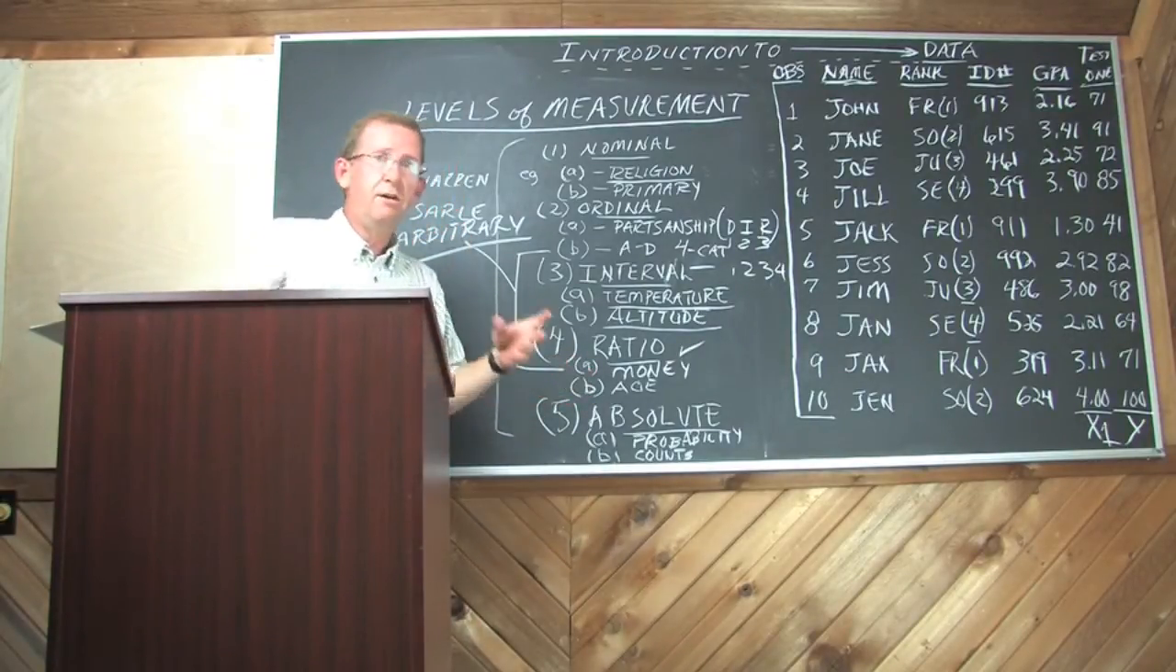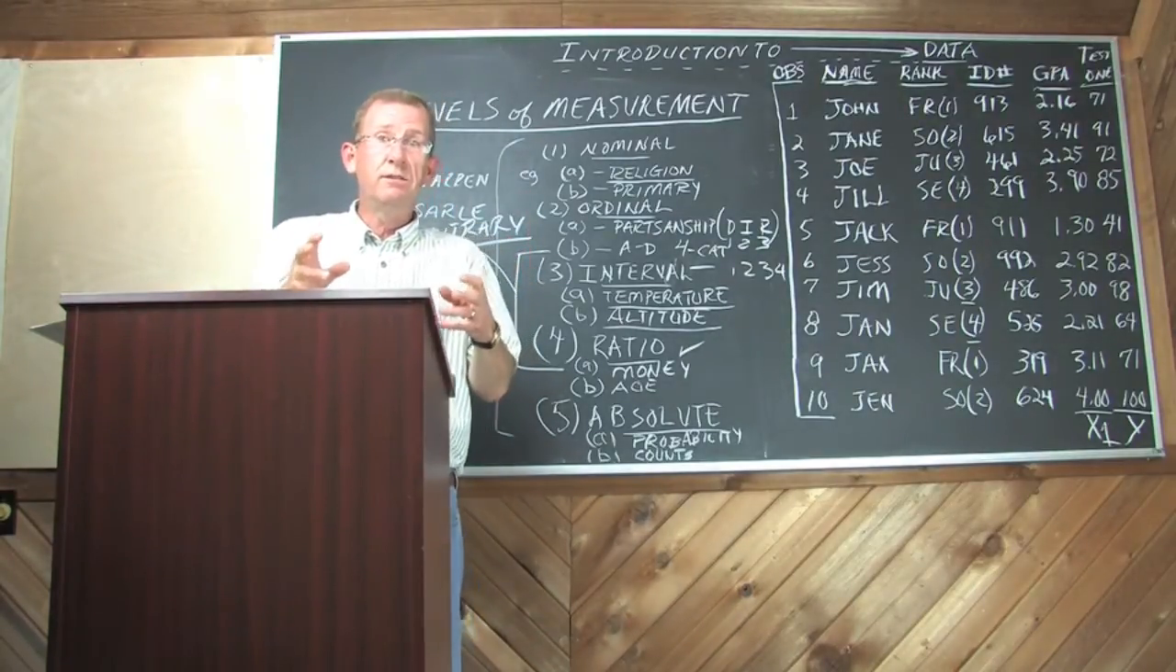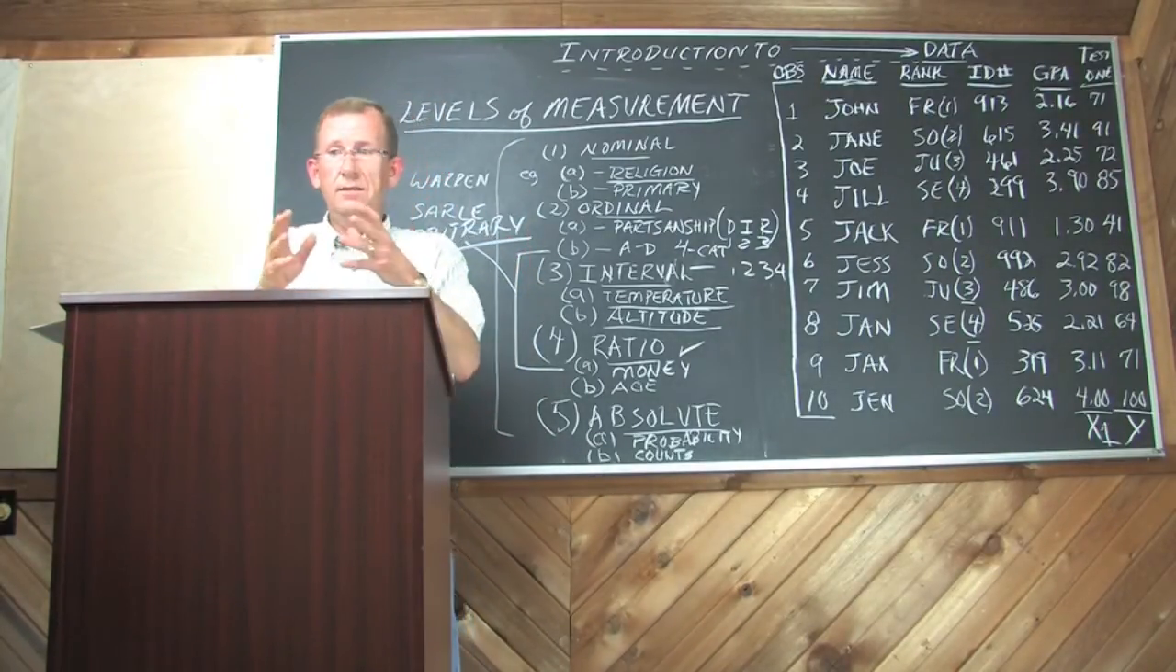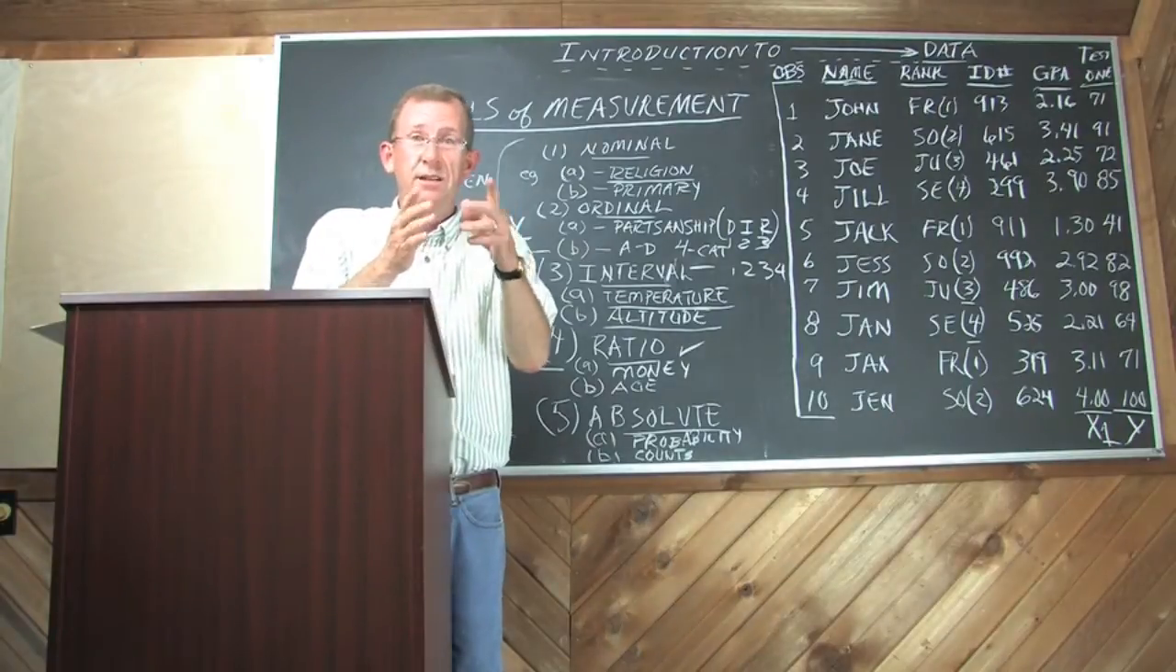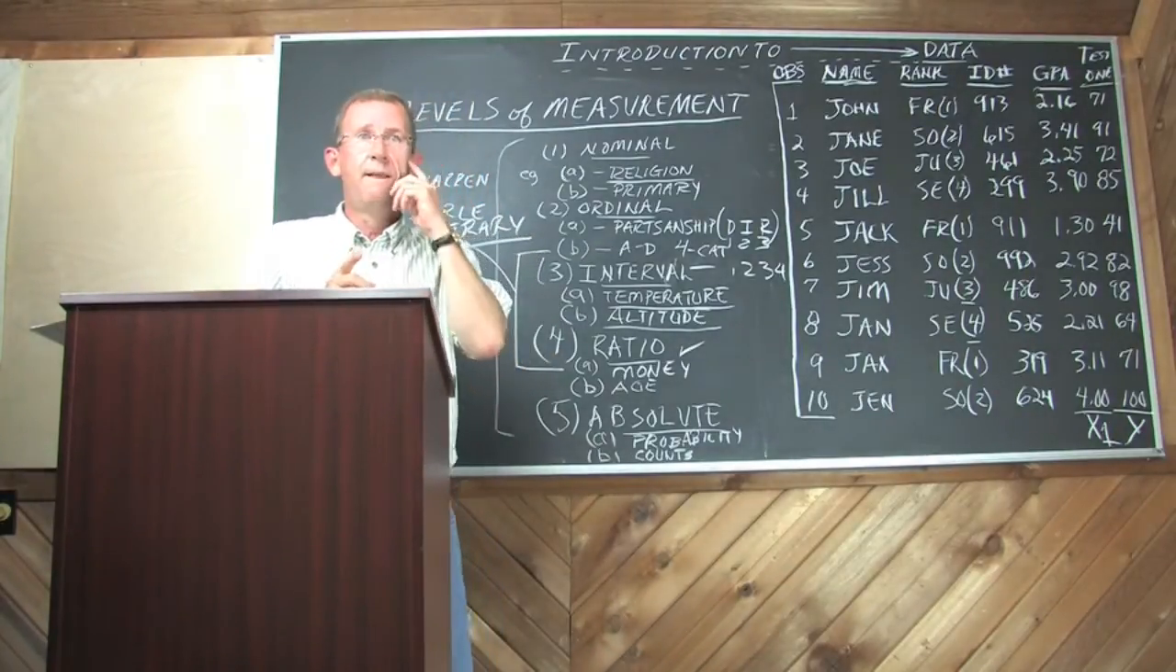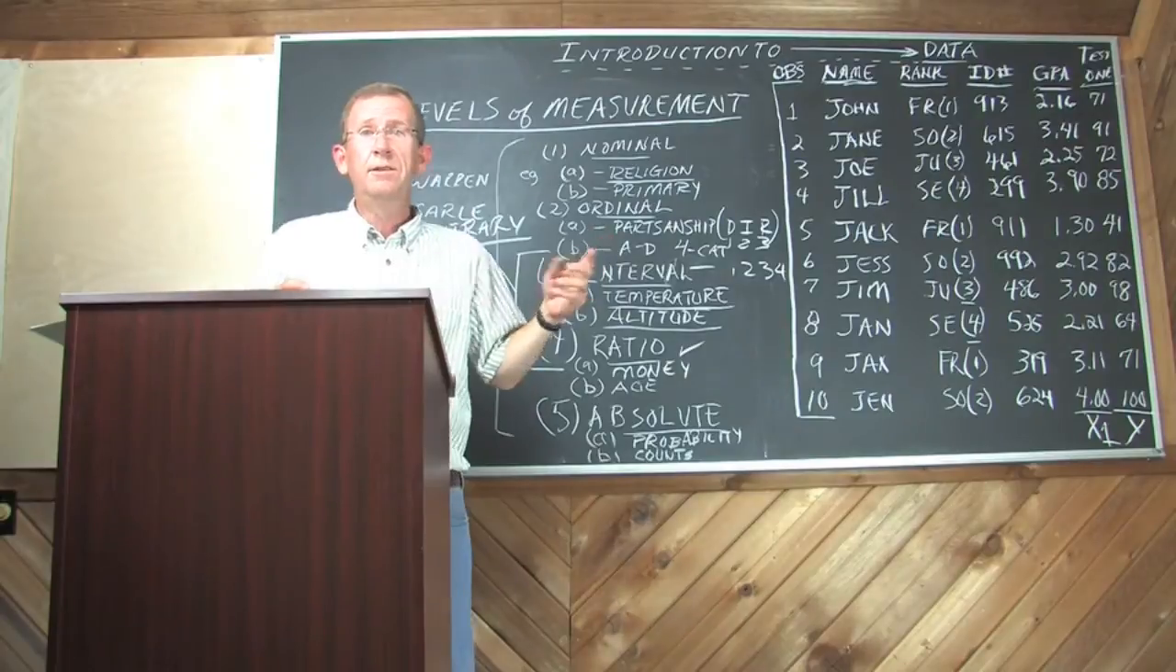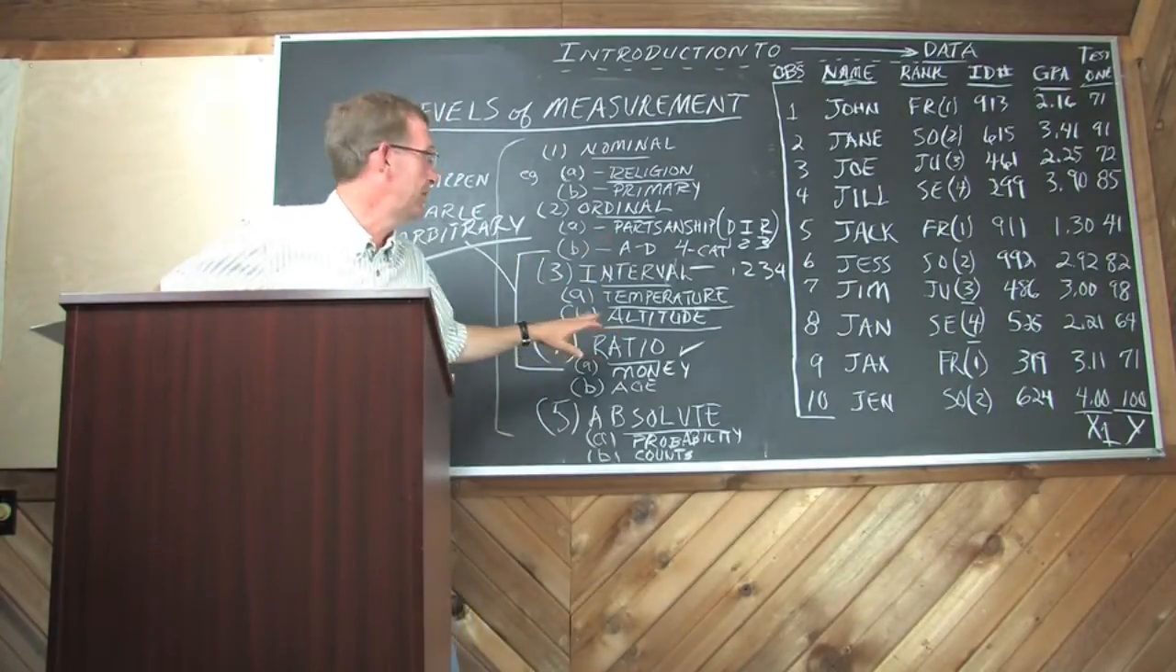Next up, ratio has all the attributes of the interval level measure. That is, the distance between the categories, if they're adjacent, is known and equal. The scale can be arbitrary. It's got a real 0 point indicating the lack of something.